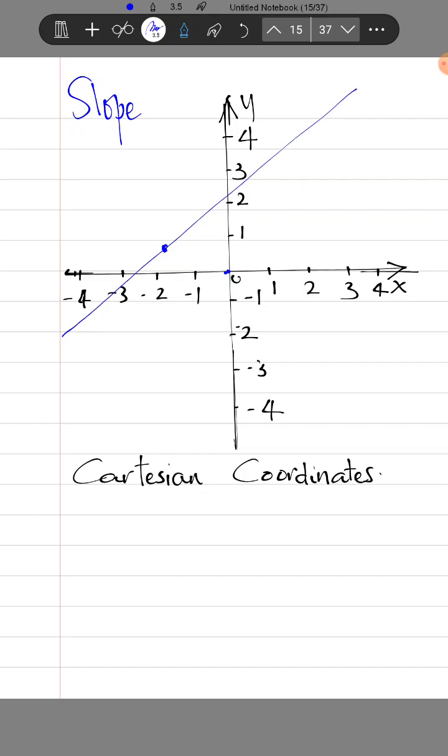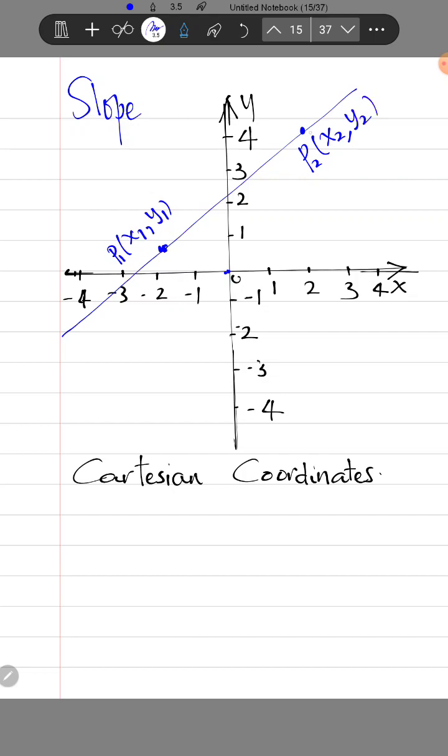To decide on a slope of a graph, we need to have at least 2 points on the graph, or we need to have the graph itself, the equation of the graph itself. Say we have 1 point here. I call it P1, which has x1 and y1 as 2 coordinates on the graph. And here I have P2, which has x2 and y2.